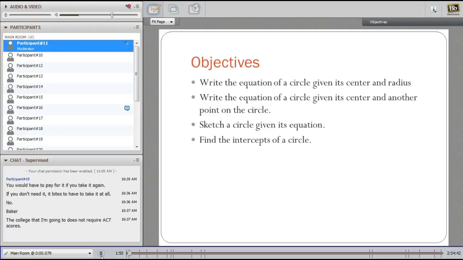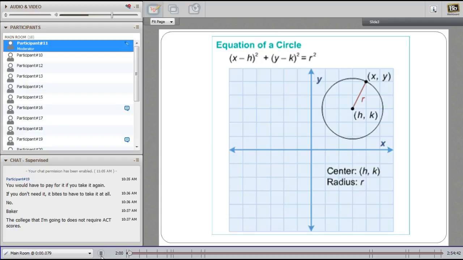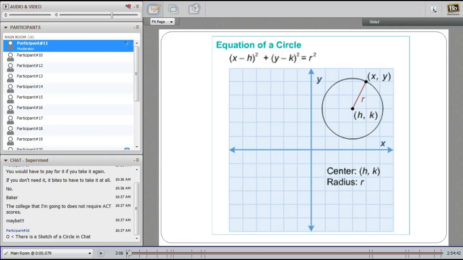Gotcha, Stephanie. Gotcha. Well, I guess it's not going to kill you to take it, right? But I understand where you're coming from. All right, so here's the equation of a circle. Yeah, it might, huh? Oh, that's funny. Hey, there we go, Delia. I like that. There's a sketch of a circle. You just typed it in the chat. And oh, yes.